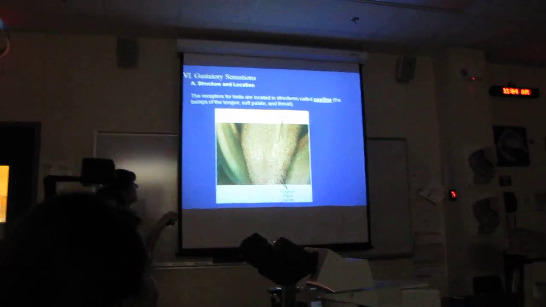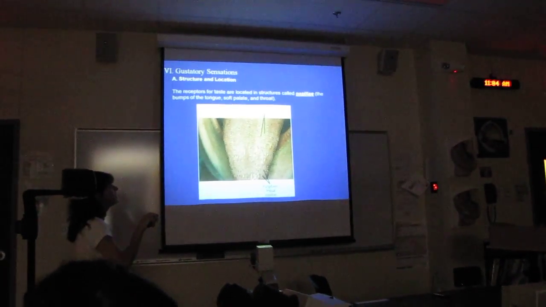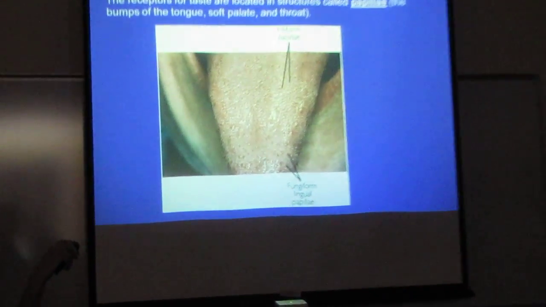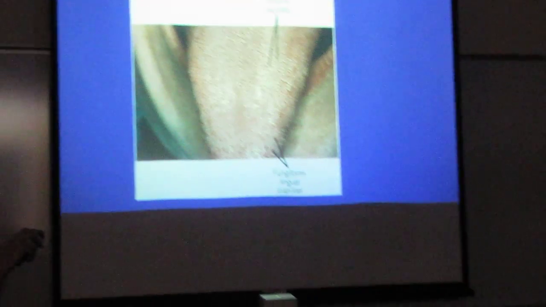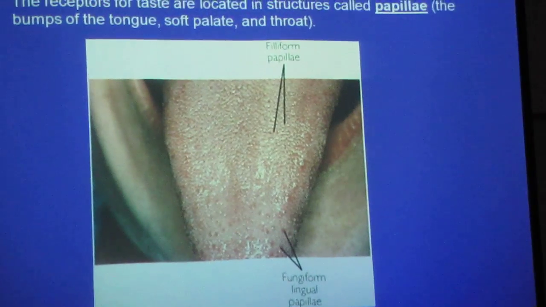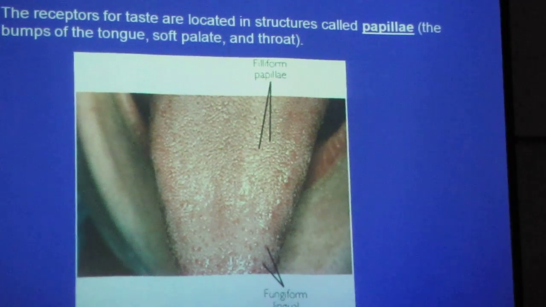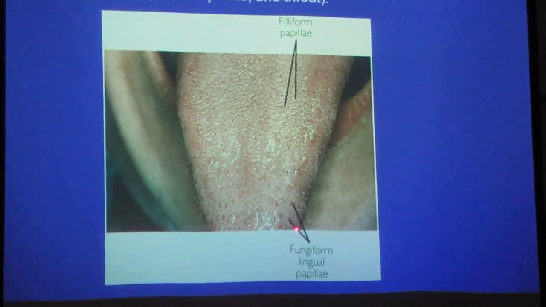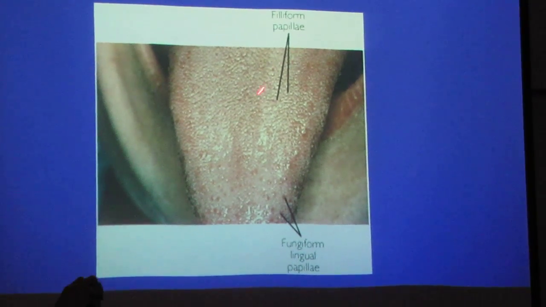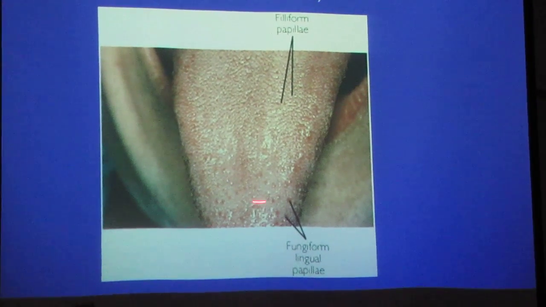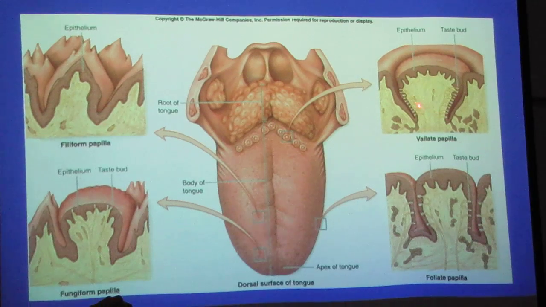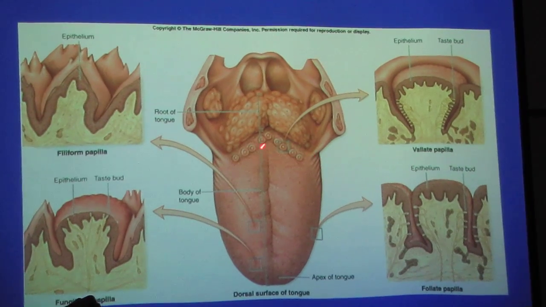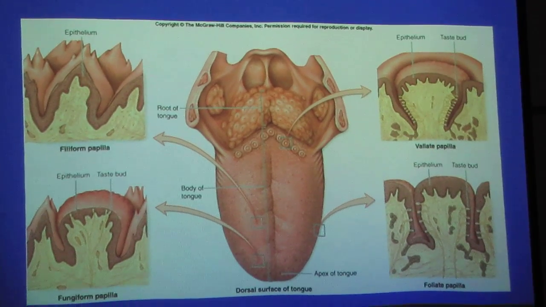Here is the tongue. You can see right here on the tongue these little bumps. Those are the papillae. These are the structures, the bumps that are going to contain the taste bud receptors. Notice that there are different types of papillae, what we call fungiform papillae and filiform papillae. We're going to look over here in a little bit more detail at these papillae that are in the back of the tongue that we call the vallate papillae.